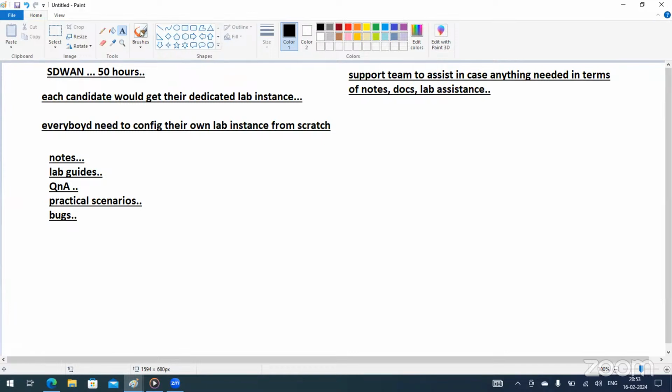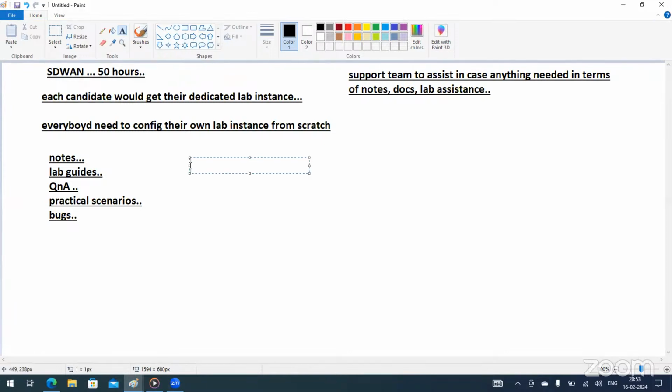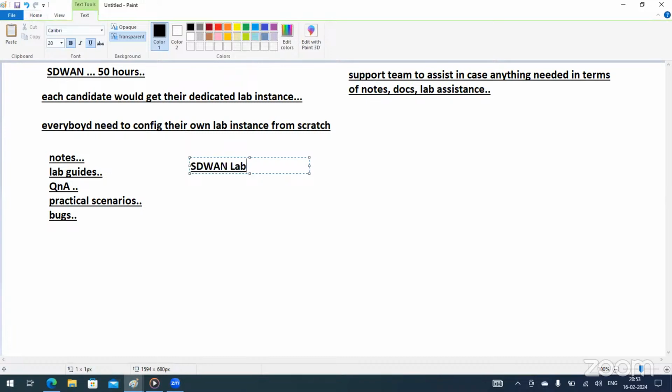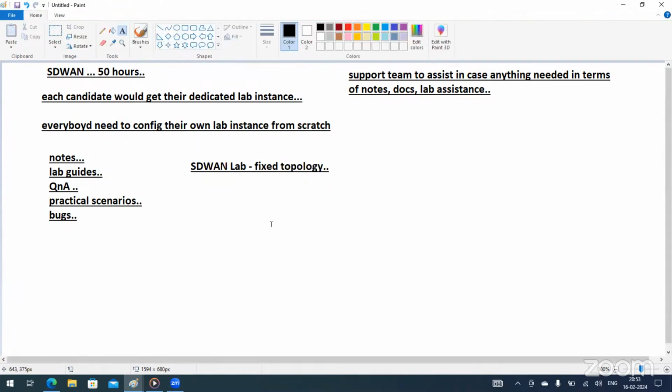We have a fixed topology for this SD-WAN lab that would be the same for everyone, right? If you need, we can customize the topology, if you need a customized topology to work upon, where how routers are connected, how many routers you need, where controllers are set up. Of course, we are flexible enough to customize those things, right?